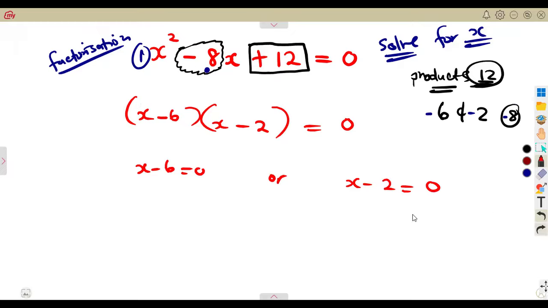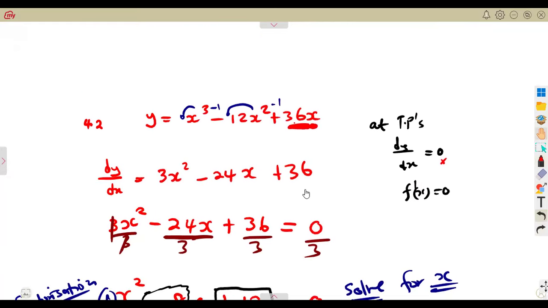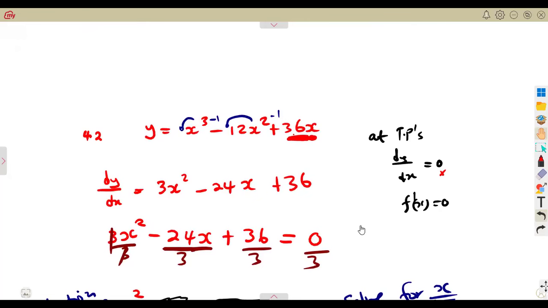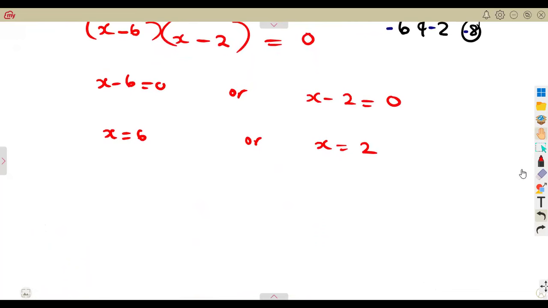So what is the value of x? That's a +6. Or what is the value of x on this other side? A +2. With these values, we can now substitute into the original equation to determine the y values at the turning points now, because we need the exact turning points. What will be the exact turning points?